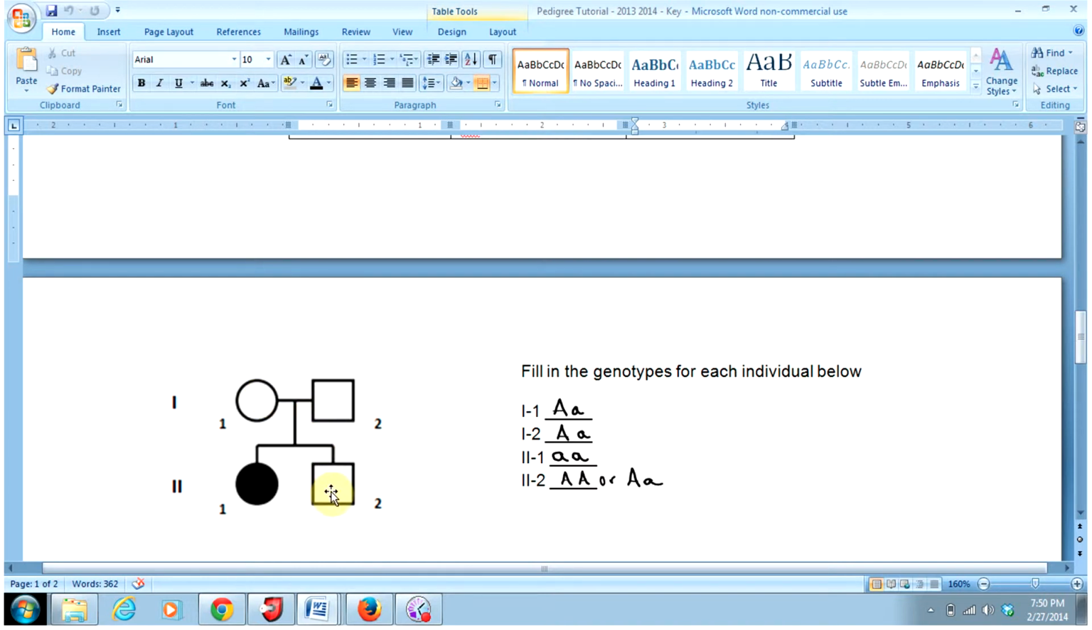This baby could have gotten a big A from mom and a big A from dad, or he could have gotten a big A from one parent and a little a from the other. So we can't say for sure whether his genotype is big A big A or big A little a. So I put both.